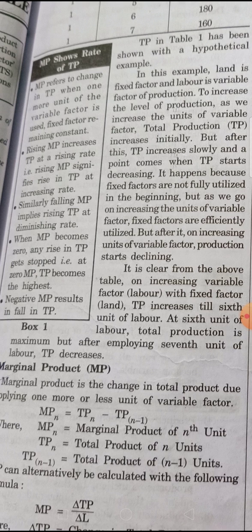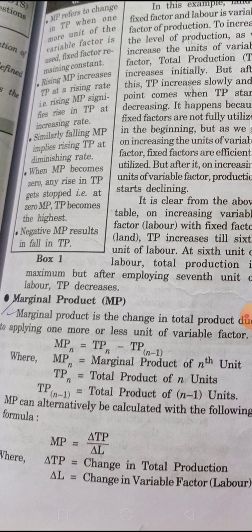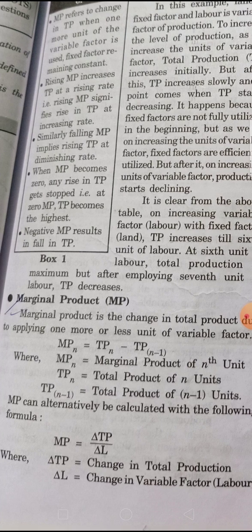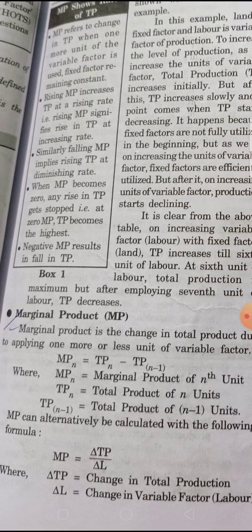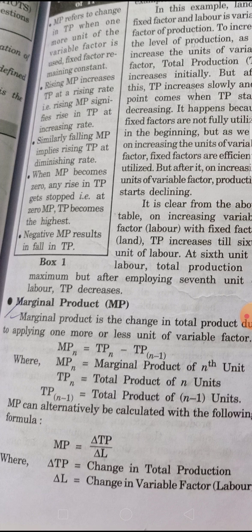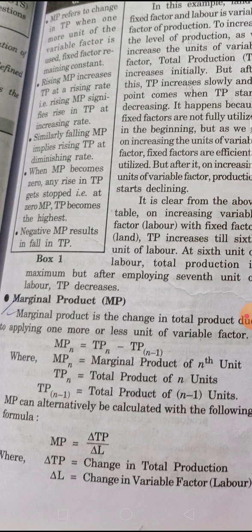When MP becomes 0, any rise in the TP stops, that is, at MP 0, the TP becomes the highest, and with negative MP, the TP starts to fall, right? It is the relation between TP and MP. If we talk about the marginal product, then marginal product is the change in the total product due to applying one more or one less unit of variable factor.